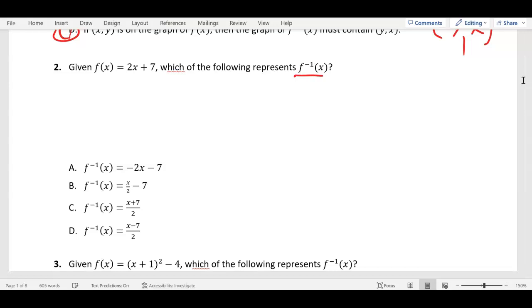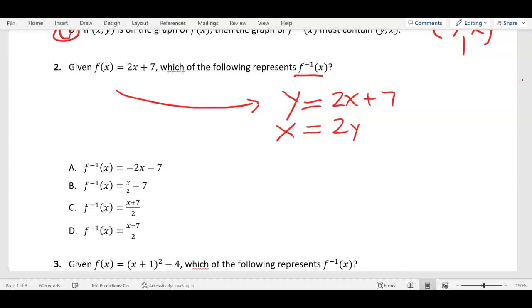So remember, for the inverse, we're going to rewrite this with a y equals. So y equals 2x plus 7. Our second step is we switch x and y. So again, f of x becomes a y, switch x and y, and then your next step is to solve for y. If I'm solving for this y, then I'm going to need to get rid of the loner 7. So to get rid of the plus 7, we do minus 7.